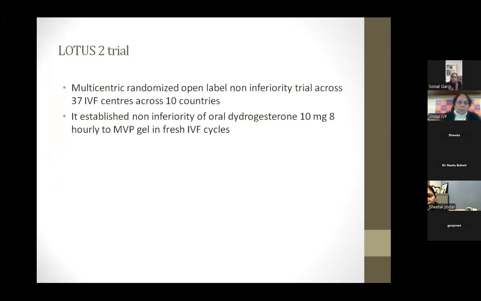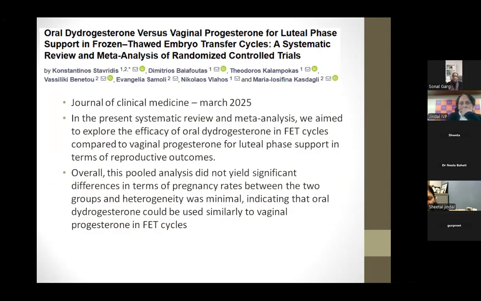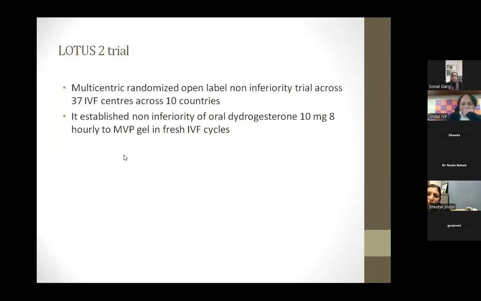Then the Lotus 2 trial was done to establish its non-inferiority in fresh IVF cycles. It was again a multicentric randomized open label non-inferiority trial across 35 centers, and it also established the extensive use of dydrogesterone in routine clinical practice in IVF cycles.